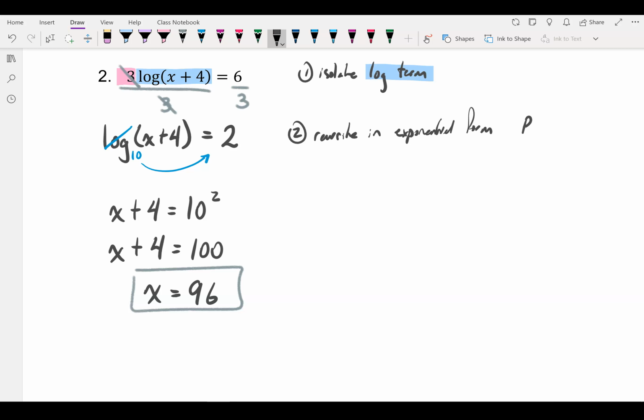Exponential form is a base to an exponent equals a number. You know, they can be in either order, it doesn't matter. And finally, our third step was just to solve. Not so bad. Let's move on to page 9.